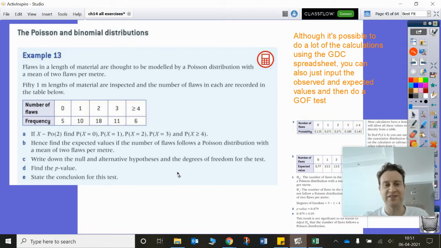We don't know what distribution it follows. Maybe it's still a Poisson distribution, we don't know, but it simply does follow this, or it doesn't. Okay, so then part D says find the p-value.